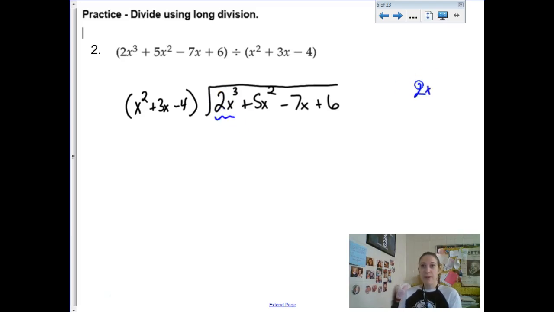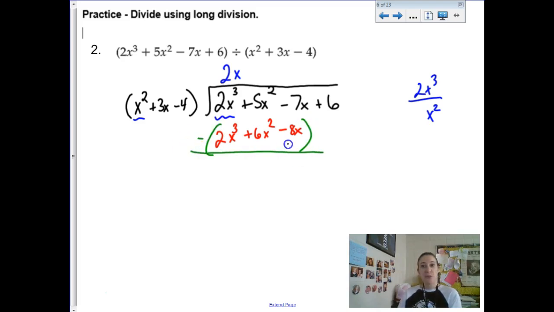So 2x to the third power, lead coefficient, divided by this lead coefficient would leave me with 2x. And then we multiply 2x times the divisor. So 2x to the third, let's see, plus 6x squared, and then minus 8x. Just don't forget that you're actually subtracting that result. Usually where kids mess up is this step right here. So cancels. 5 minus 6 is negative 1x squared.